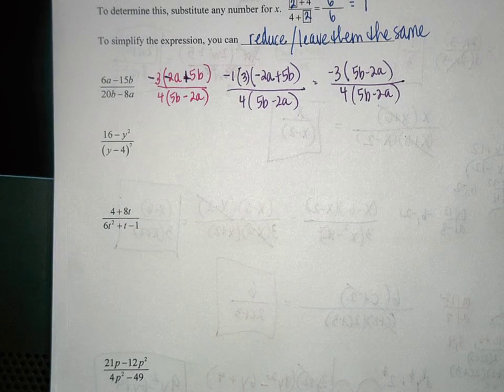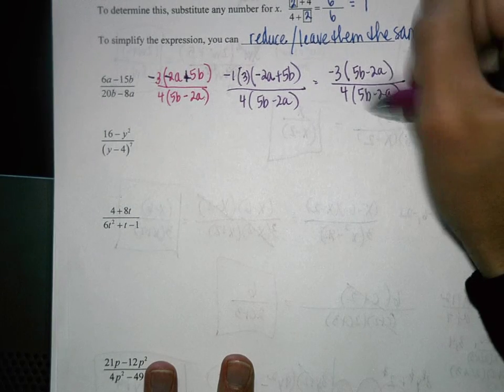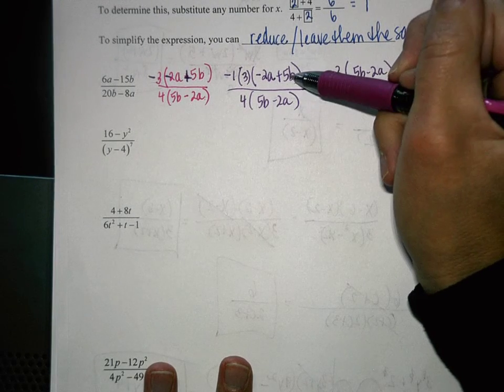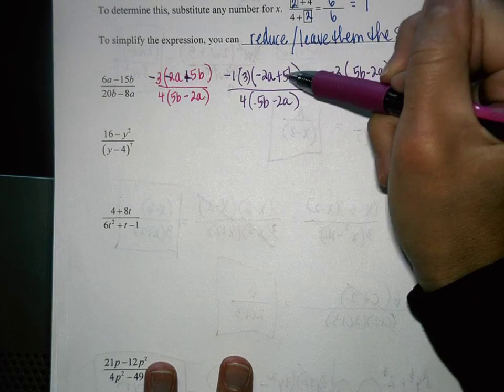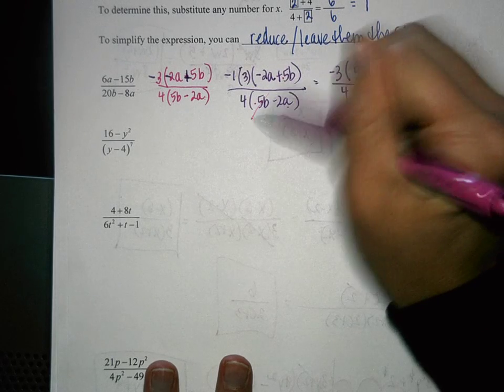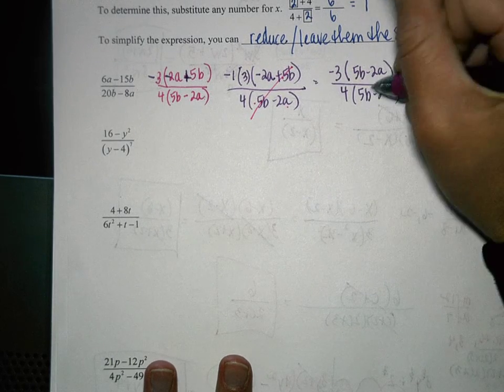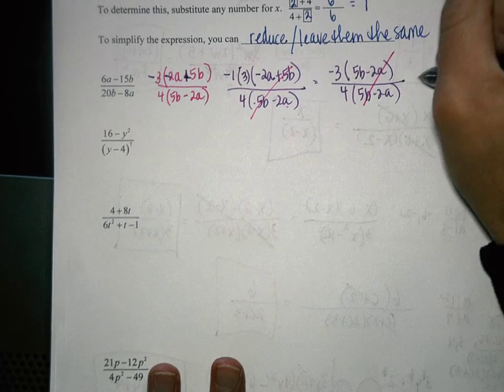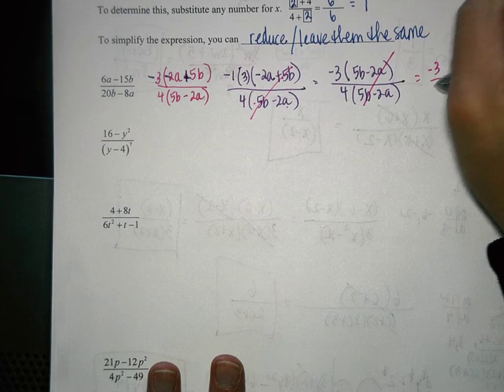But this step right here that I just took is really unnecessary, because at this point we can see 5b is positive and 2a's are negative, and you could just reduce there if you want to. Either way though, your final answer you end up with is -3/4.